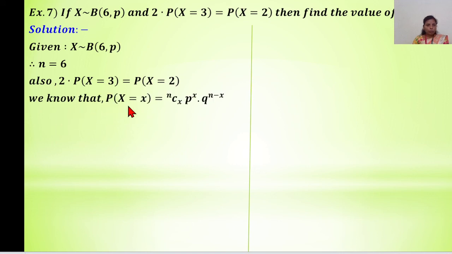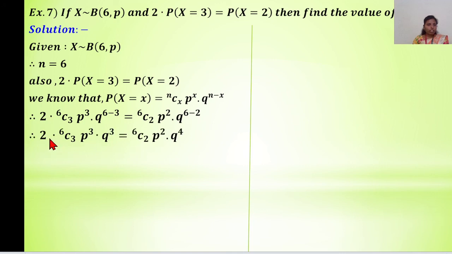We know that probability of X equal to x is equal to nCx into p raised to x into q raised to n minus x. Therefore, 2 into 6C3 p raised to 3 into q raised to 6 minus 3 is equal to 6C2 p square into q raised to 6 minus 2. Therefore, 2 into 6C3 p raised to 3 q raised to, here 6 minus 3, we get 3. That is equal to 6C2 into p square into 6 minus 2 is 4, that is q raised to 4.